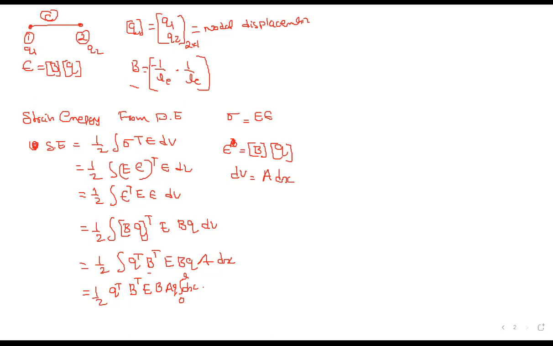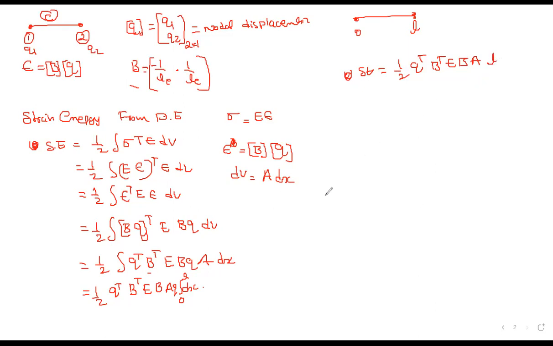So the length is varying from, let us take that the length is starting from 0 and ending with the length of an element. So if you substitute this one, you're going to get this one. Therefore, from this, the strain energy can be defined as equal to half into q transpose into b transpose into epsilon into b into area times the integral of dx, which can be defined as L only.